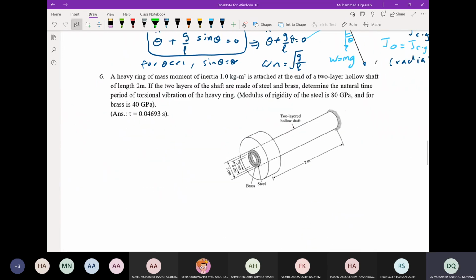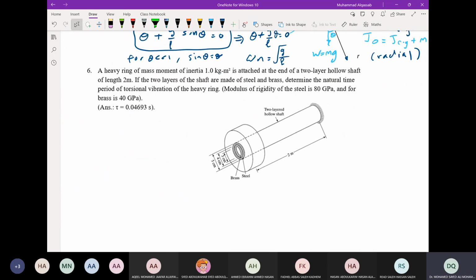Okay, question 7. A heavy ring of mass moment of inertia 1 kilogram meter square, which is J, is attached at the end of a 2-layer hollow shaft of length 2 meter. If the 2 layers of the shaft are made of steel and brass, determine the natural time period of torsional vibration of the heavy ring. The modulus of rigidity of the steel is 80 gigapascal and for the brass is 40 gigapascal.